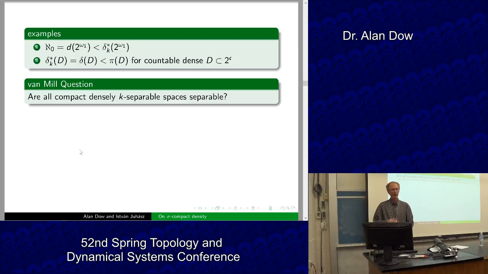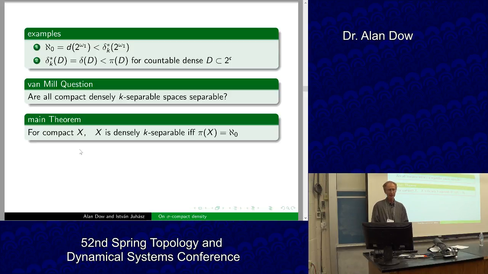And as I said, the Van Mill question, this is the one we started working on the drive back between Atlanta and Charlotte. Are all compact density k separable spaces separable? So we've added compact. And the answer, I'll tell you the answer, is yes. Not only are they separable, they have countable pi weight, right? So much stronger. For compact spaces, density k separable is equivalent to having countable pi weight. So that's a simple to understand statement.